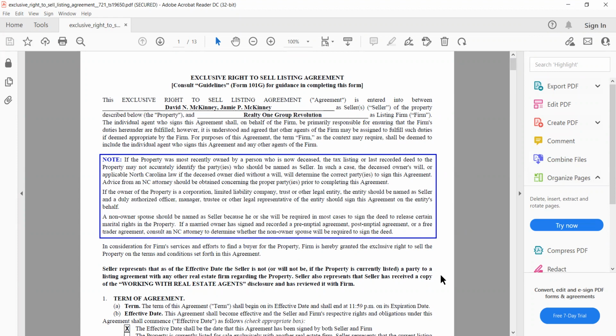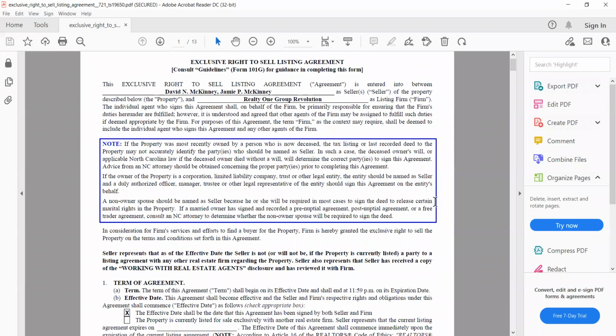And then we want to fill in our form name, Realty One Group Revolution. Make sure Revolution is on the end, because Realty One Group is the corporate or franchise entity. Realty One Group Revolution is your specific firm. So we have 3 offices in Charlotte, but that is our firm name. So you have to have the complete name in order for it to be valid.